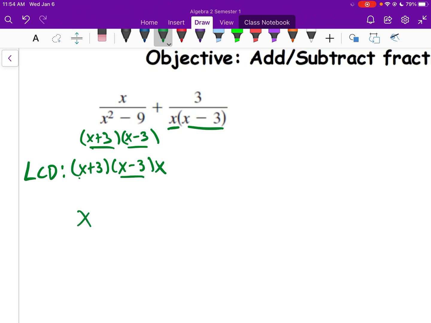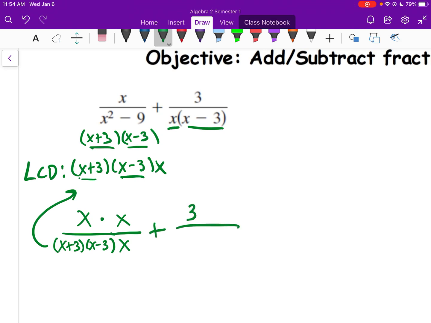So when I go to this now, I'm just going to rewrite that term. And then what is that denominator missing compared to the LCD? It is missing that x, because I have the x plus 3, I have the x minus 3, so I need to add the x to both top and bottom. And again, it's multiplying.